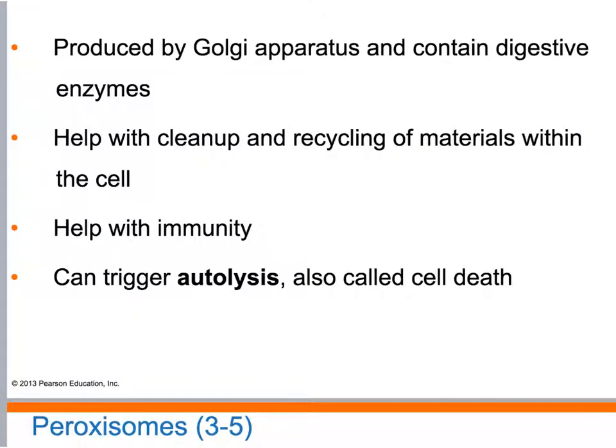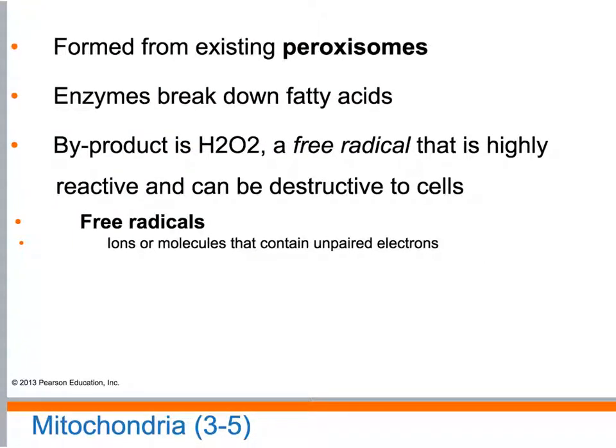Next are the lysosomes, and they're produced by the Golgi apparatus and contain digestive enzymes. They help with cleanup and recycling of materials within the cell. They help with autoimmunity and they can trigger autolysis. Peroxisomes are next, and they're formed from existing peroxisomes. They're enzymes that break down fatty acids, and their byproduct is hydrogen peroxide. Hydrogen peroxide is a free radical that is highly reactive and can be destructive to cells.